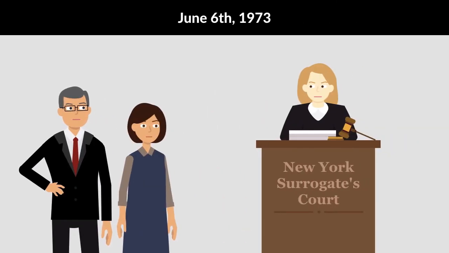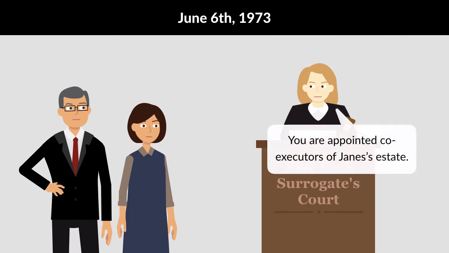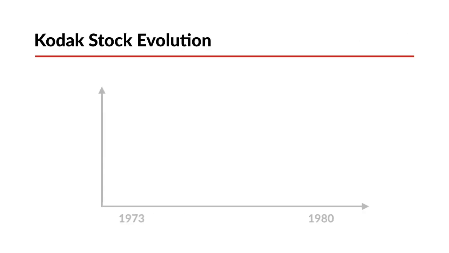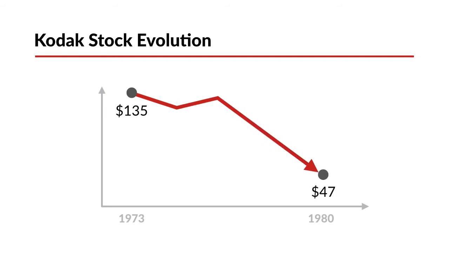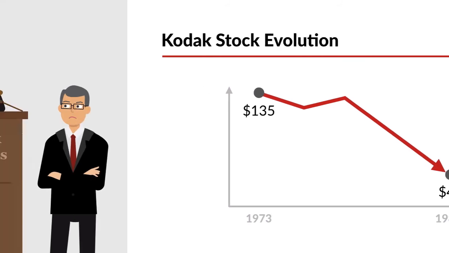On June 6, 1973, Janes's will was admitted to probate. Janes's named trustee, the Lincoln Rochester Trust Company, and Cynthia were appointed as co-executors of his estate. Between 1973 and Lincoln's initial accounting in 1980, Kodak shares plummeted to $47 per share. As a result, the value of Janes's estate significantly decreased during this time.